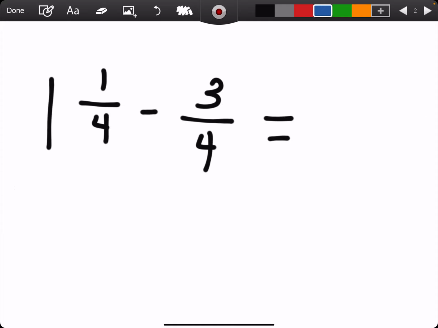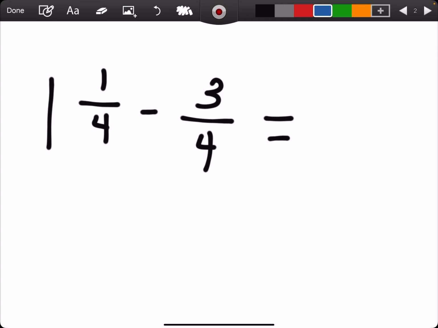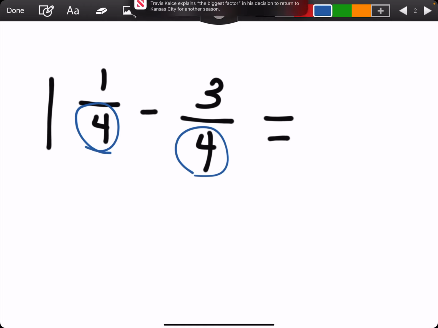Okay? Now, let's look at the next one. Here we have 1 1/4 minus 3/4. So you have to ask yourself, can I subtract my 1/4 minus 3/4? When you see the 1/4 minus 3/4, you can't subtract 1 minus 3. So the next thing I'm going to look at is my denominators. My denominators here are 4, so I know both fractions are split up into fourths.